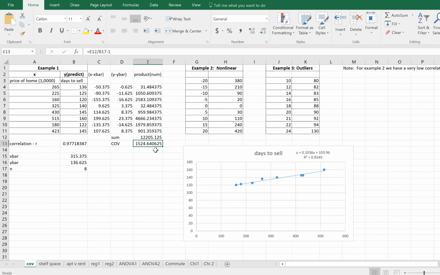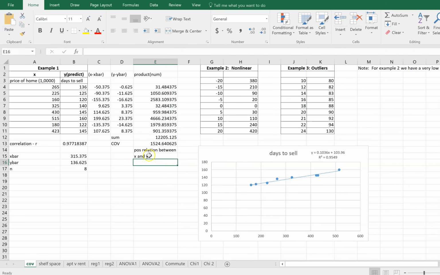But see, the problem with covariance is the units can be huge. Notice this: the covariance is 1524. You want to know what that tells me? I have a positive relationship between x and y. I shouldn't even say strong. That's really what I get from this information, that there's a positive relationship between x and y. I don't know how strong it is because I don't have a ratio to identify how big 1524 is.